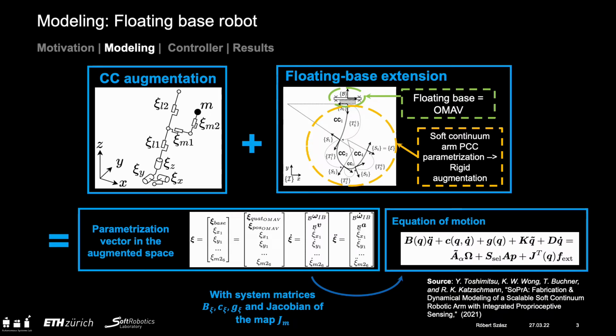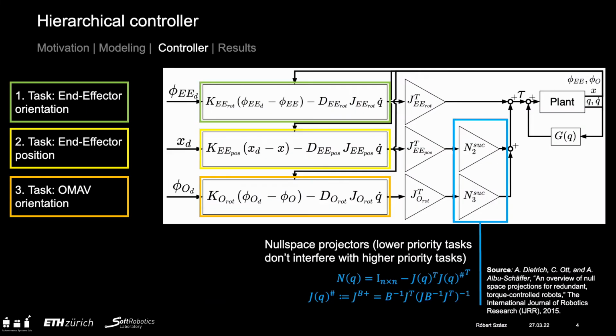To validate the model, we proposed a hierarchical controller, tailored for the platform. The controller consists of 3 tasks. The one with the highest priority is the end effector orientation task, then comes the end effector position, and finally the OMAV orientation task. The task priorities should mirror their importance from the user's perspective. The lower level tasks are projected with a nullspace projector to prevent them from interfering with higher level tasks.